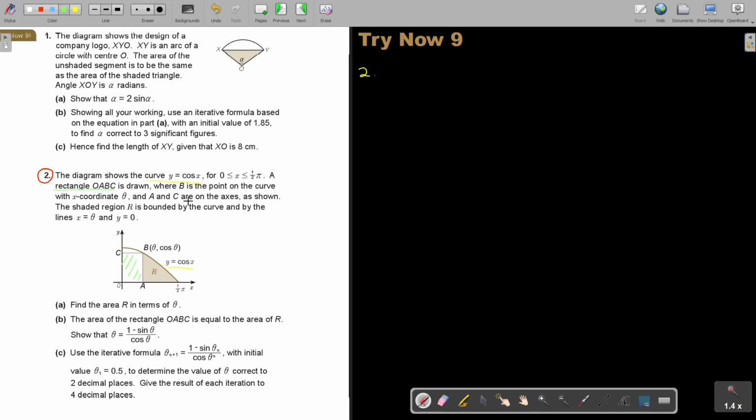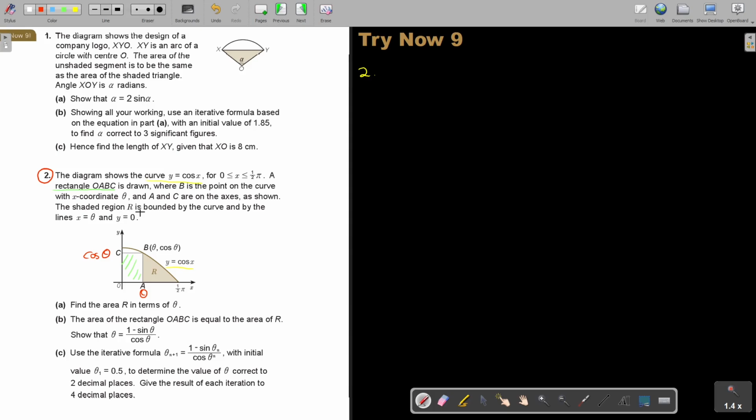Where B is the point, just please take note. If B is that point, that means there will be theta and there will be cos theta. Are you with me? Okay. So the x value and the y value, and that's what they say. Where B is the point on the curve with x theta, and A and C are on the axis. So where's A and C? We have that as shown.